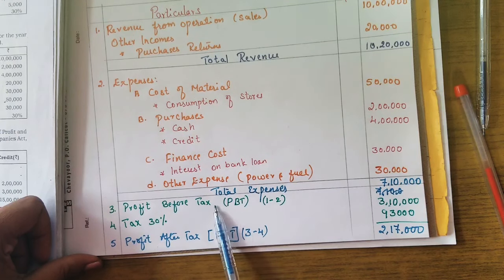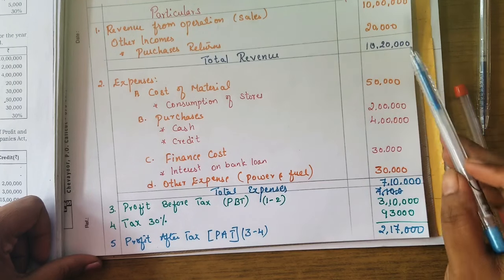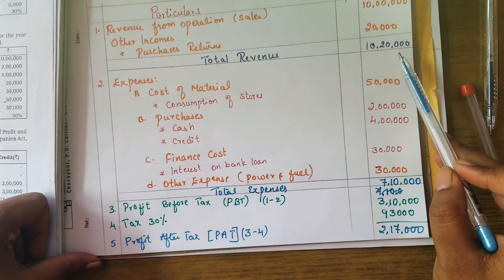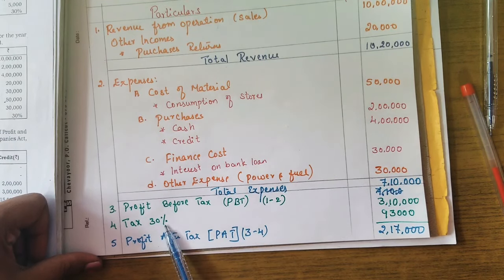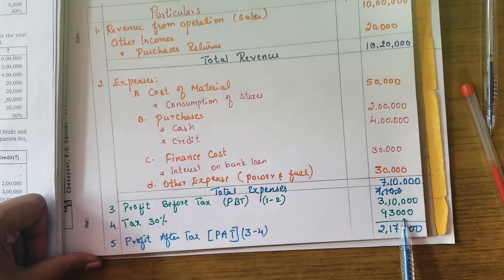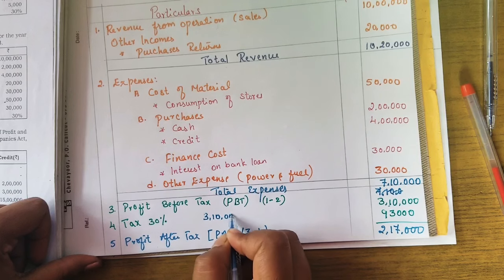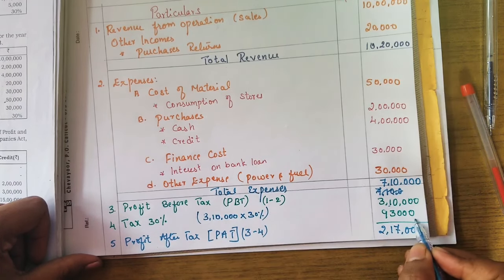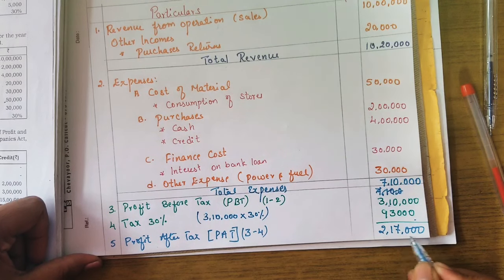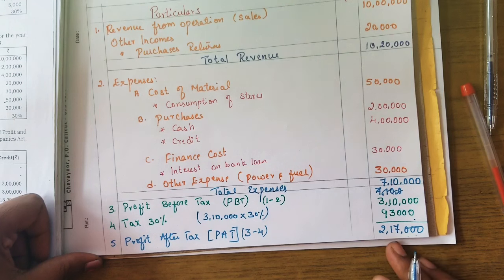Tax will be calculated on the total profits, that is before tax. How do you find the total profit? Total revenue minus total expenses, you will get the total profits. Based on that we will calculate 30% tax. The tax amount is here. So I'll write here 3 lakhs 10,000 into 30%. If you do, you will get 93,000. Minus these two, so the final annual profit is 2 lakhs 17,000.